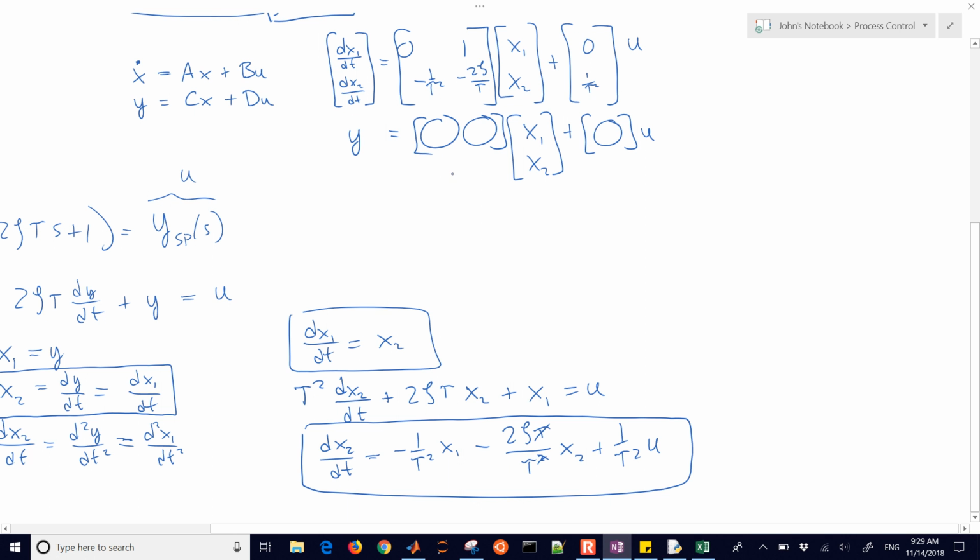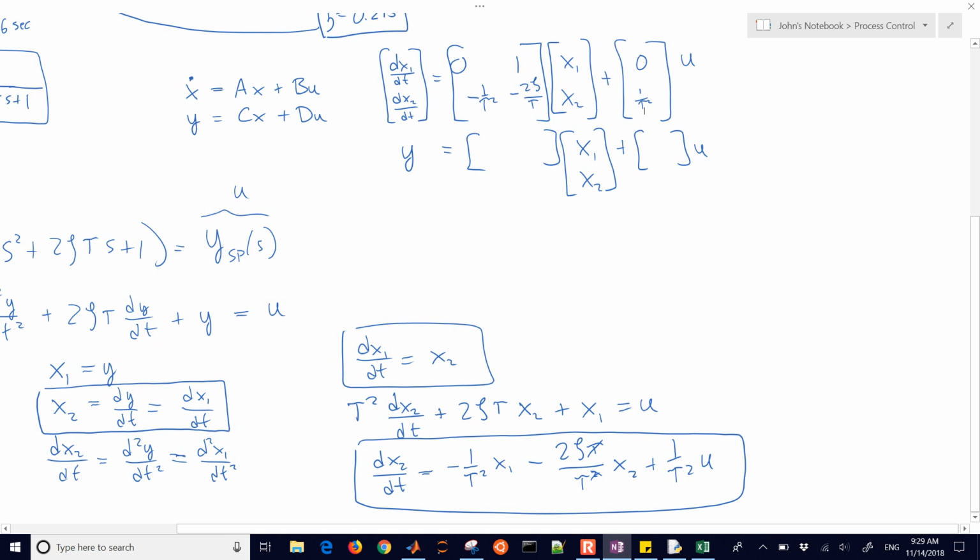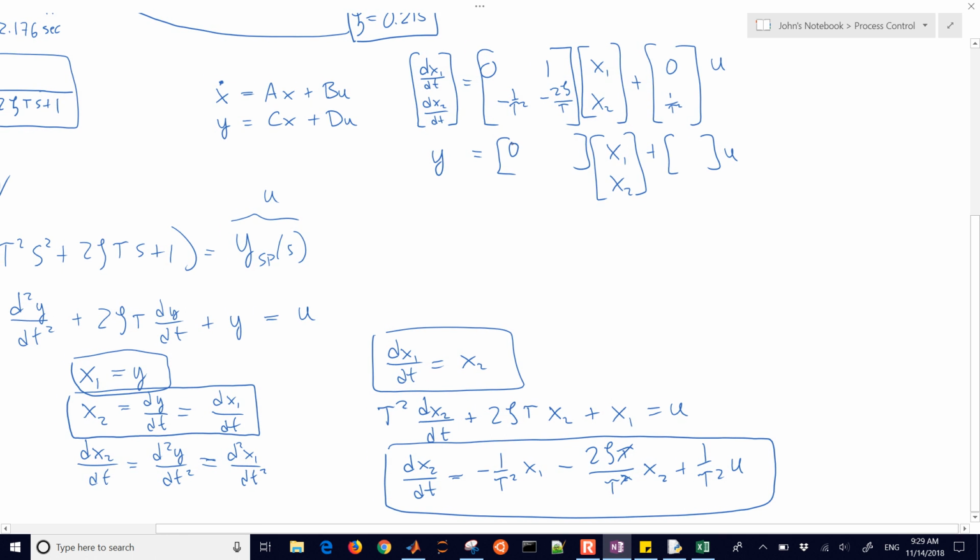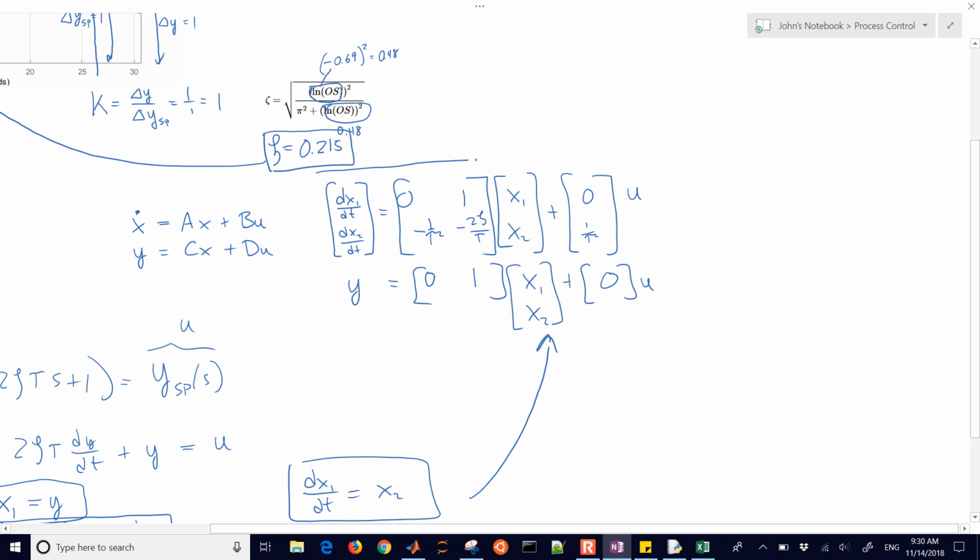Okay, and then I got to plug it into these other two. And so I'm going to use just this first equation right here to define y. So y equals x2. It's just going to be a 0, 1, and then a 0. Okay, so I've converted this back into state space form. And I could plug in the tau value and the zeta value and come up with my matrices.